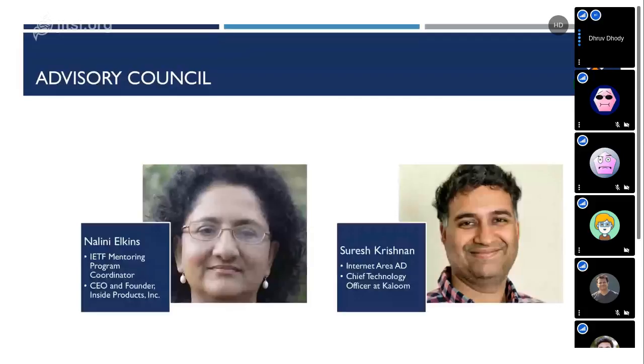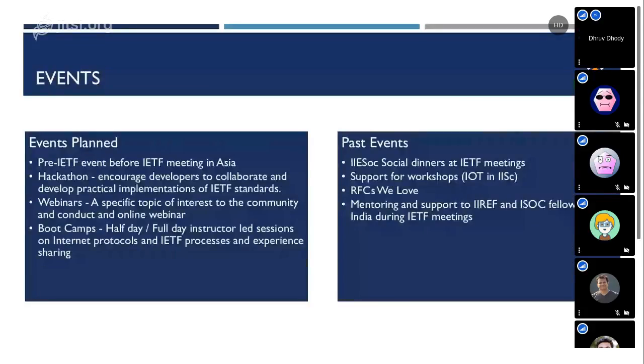Some of the events that we have planned: the main event is the pre-IETF event. IETF 100 is in November in Singapore. A week before that, we are planning an event in Bangalore. I will talk about that in a little more detail, as I have a separate set of slides for it. I would like to introduce you to that event so that you are aware of it and think of how we can participate and make that event successful.